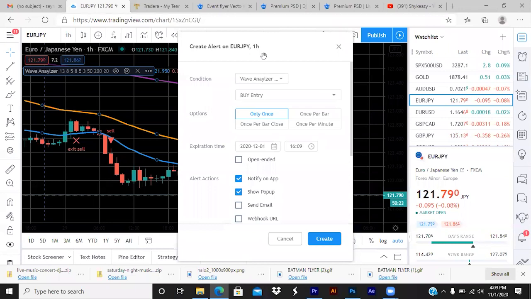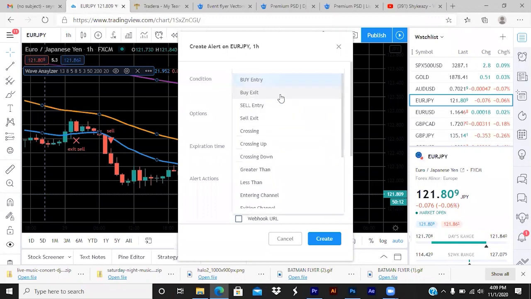And then you'll come down and now you will see the time frame. I was kind of confused, I didn't know why it wasn't showing. But you have to right click on the Wave Analyzer. And now you can set up alerts saying buy entry, buy exit, sell entry, sell exit, and then you can do all the regular things like crossings and stuff like that.